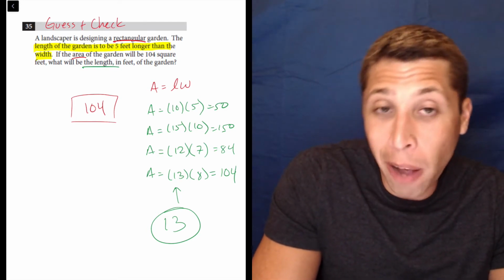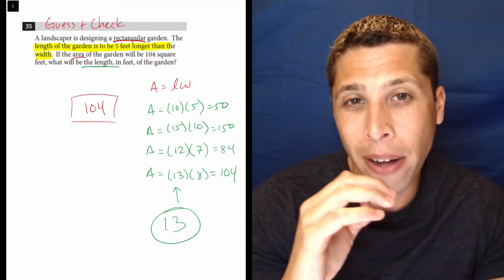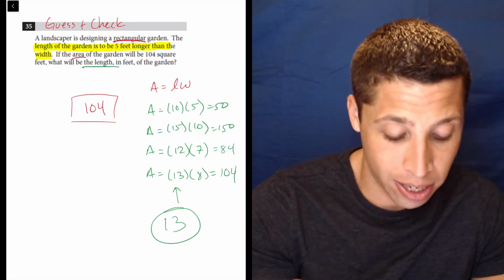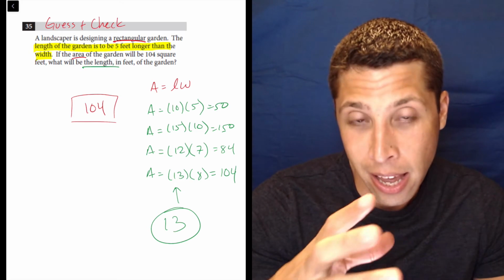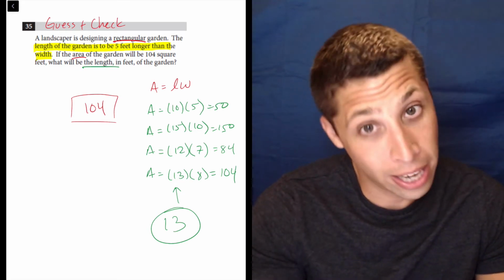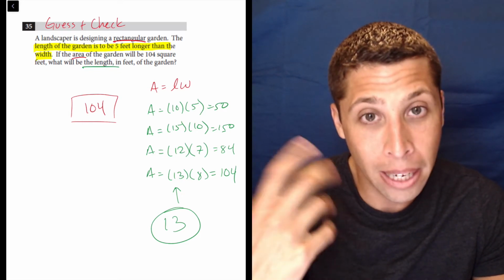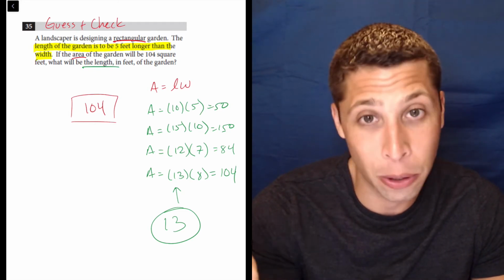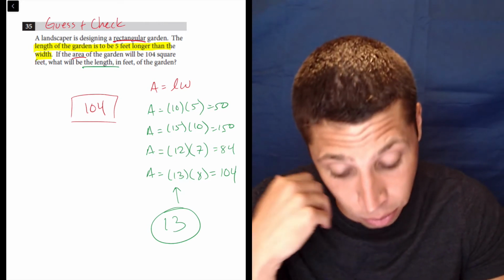The only drawback here is that I kind of made an assumption, right? I made an assumption that the dimensions were going to be whole numbers. Now, if it wasn't, I might have started guessing some decimals, and because of the calculator, it's not so hard to do some decimals. But that might have made it a little bit harder if there were decimal values here. So I'm going to show you the way that the book wants you to do it.